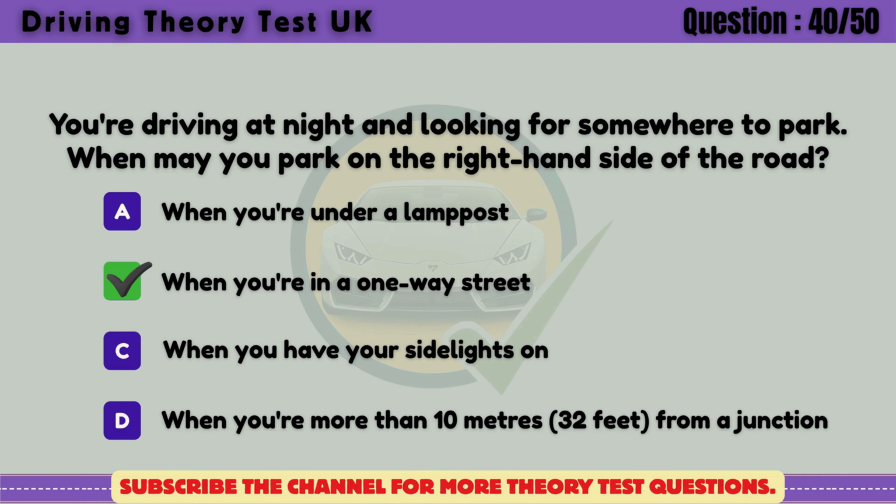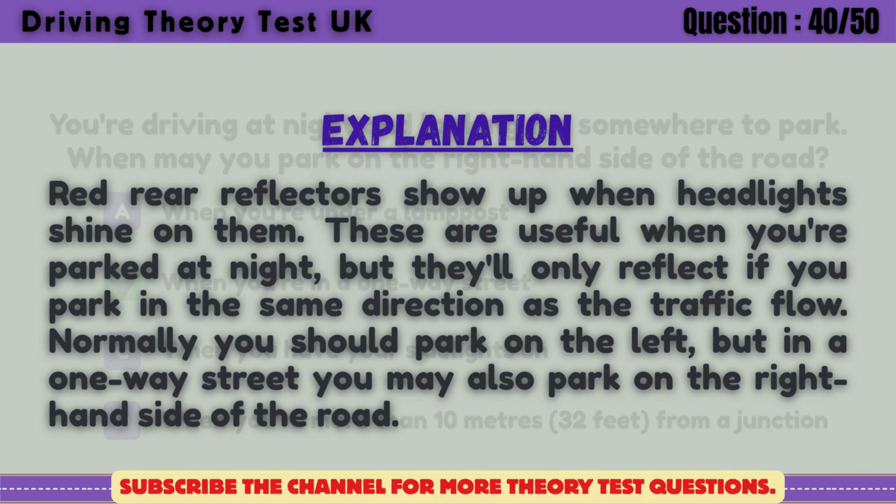Answer is B. When you're in a one-way street. Red rear reflectors show up when headlights shine on them. These are useful when you're parked at night, but they'll only reflect if you park in the same direction as the traffic flow. Normally you should park on the left, but in a one-way street you may also park on the right-hand side of the road.